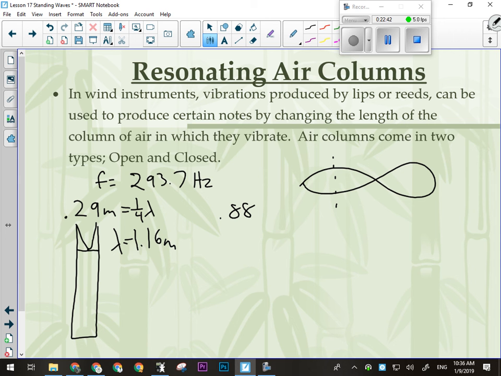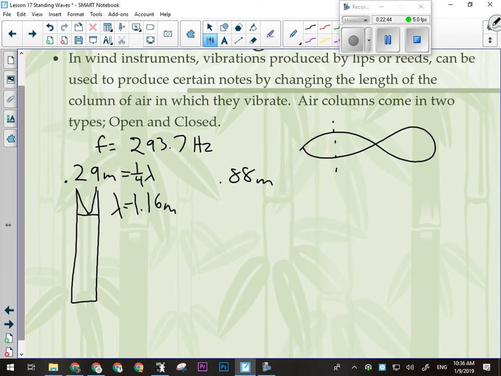When we got this 0.88 meters, we had a different waveform in the tube. Obviously the tube was longer, so the water level was like here, right? But we got an antinode at the end again. So what we had in the tube this time was this.